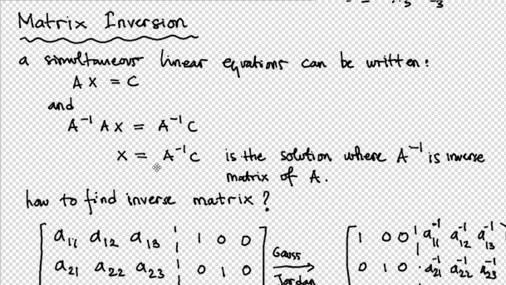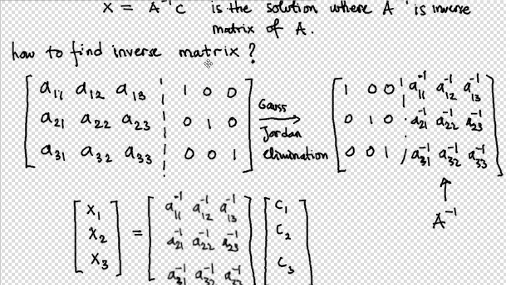and then this inverse of A multiplied by A will become identity, but identity is just equal to 1, so I don't need to write anything here because this is 1. So I will directly have the answer from here, the inverse multiplied by C.